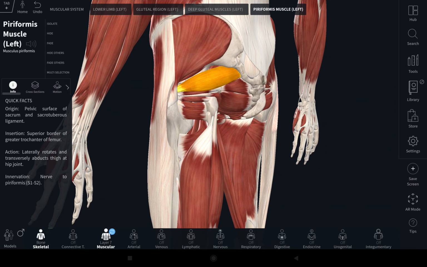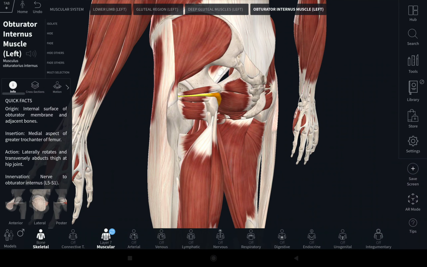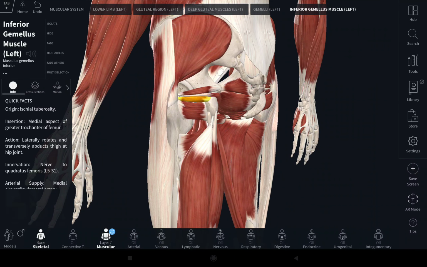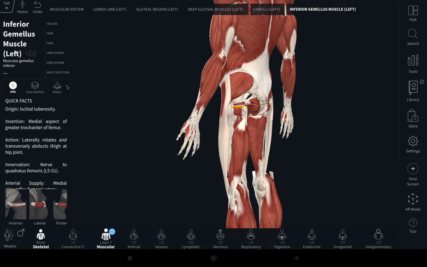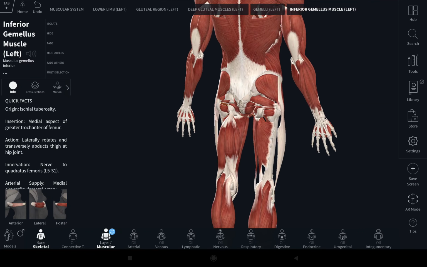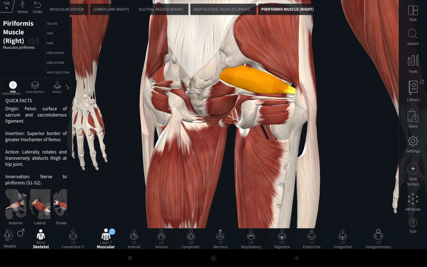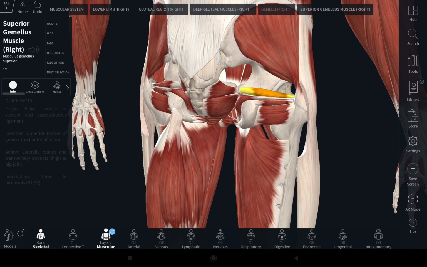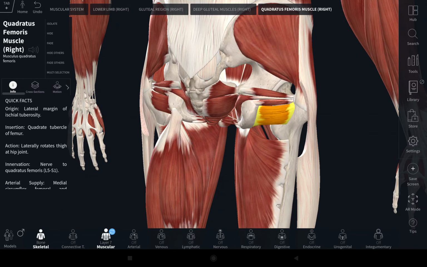If we remove them one by one, this is the superior gemellus muscle, and this is the inferior gemellus muscle. So if we remove the piriformis muscle, this is the superior gemellus muscle, and this is the inferior gemellus muscle, and this is the quadratus femoris muscle.